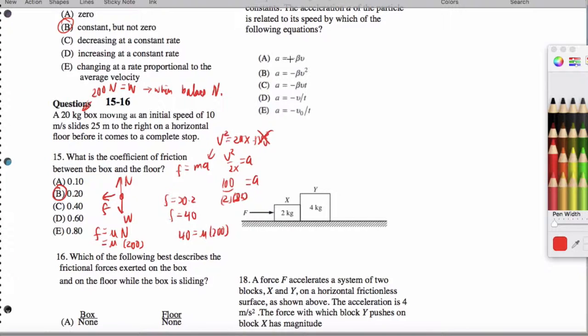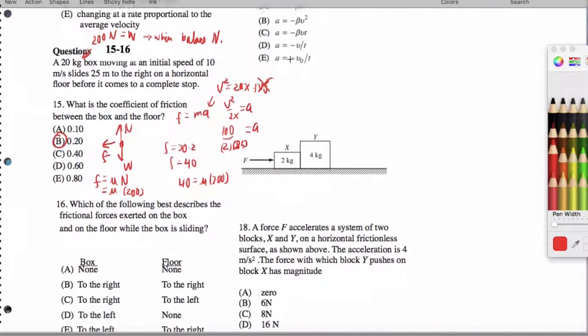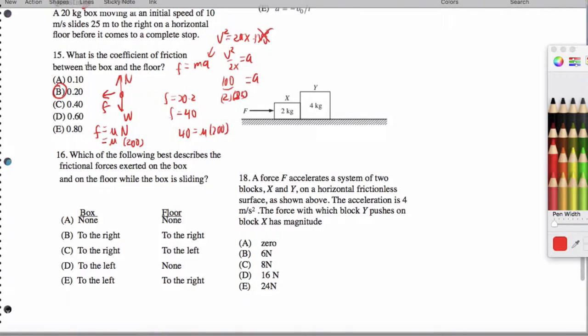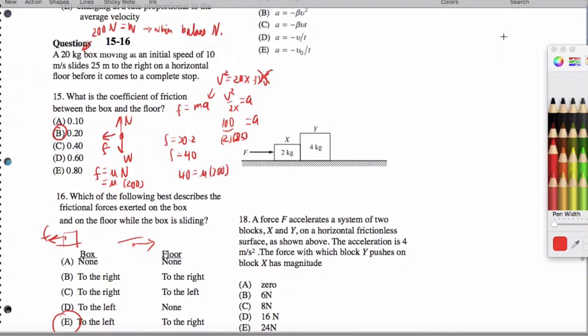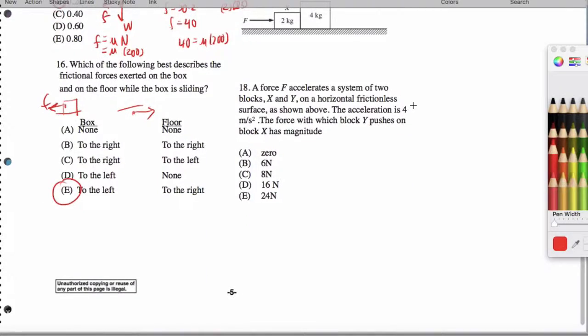So now the frictional force exerted on the box versus the floor. This is a total third law question. What we're saying is that there's a friction on the box, and then there's a partner friction on the floor, to the left and to the right. Since the box is moving to the right, the friction acts to the left, and that determines that the friction force on the floor, scuffing it, is to the right.